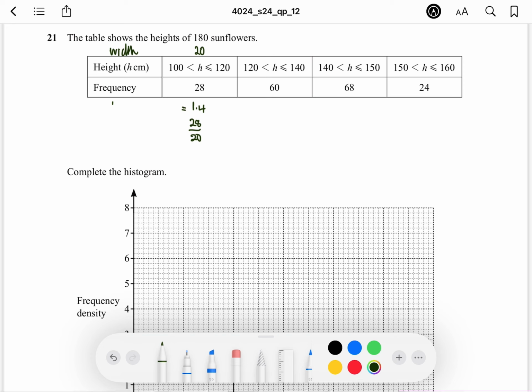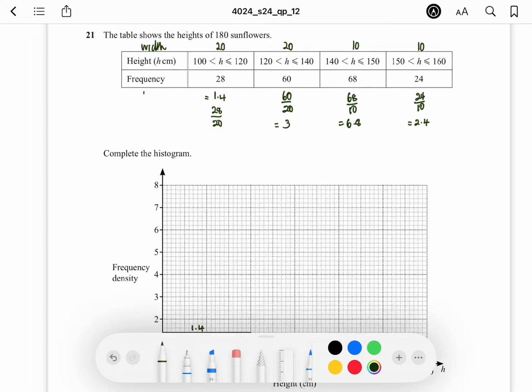1.4. There you go. From there you can figure out that is what happened. So that means you should proceed, taking note of the class width for each of the class interval that was given, and then proceed to divide. So 60 divided by 20, that is 3. 68 divided by 10, that is 6.8. 2.4.